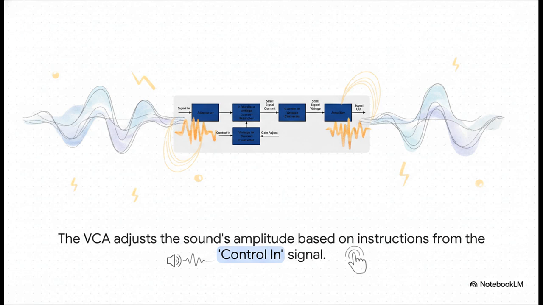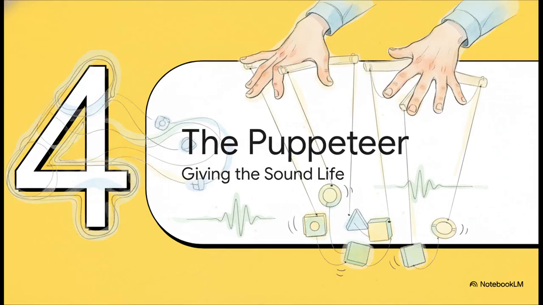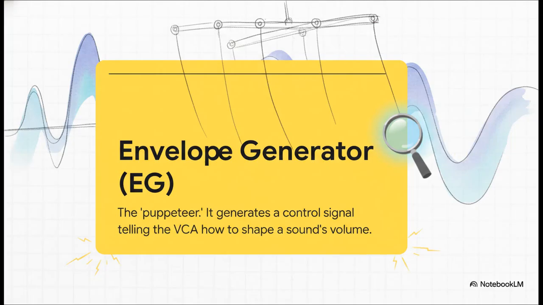So what sends that signal? And this is where those control signals we talked about earlier make a huge comeback. We need a module whose only job is to send instructions. We need a puppeteer to pull the strings of the VCA and give our sound some life, some real movement. And here it is, the envelope generator. This is our puppeteer. Now remember, it doesn't touch the audio itself.